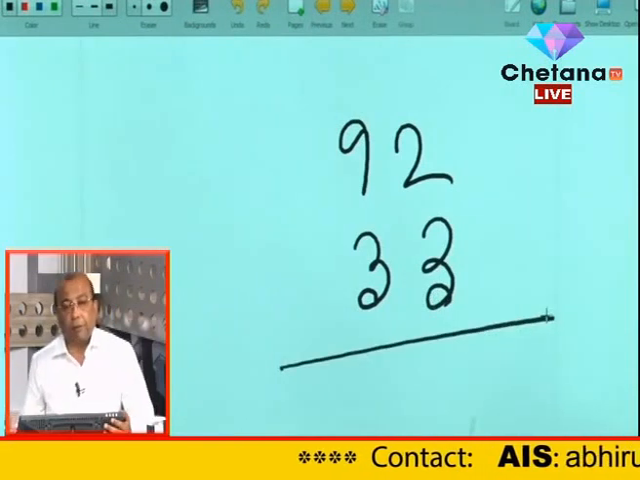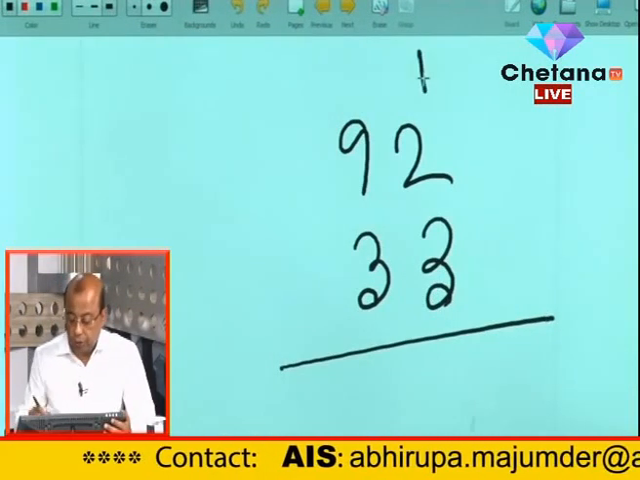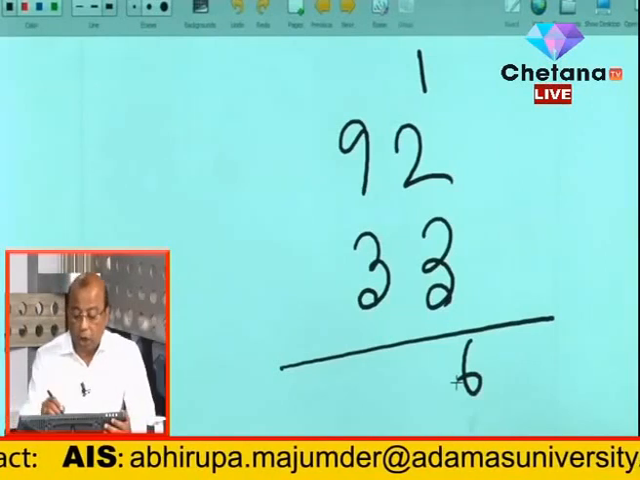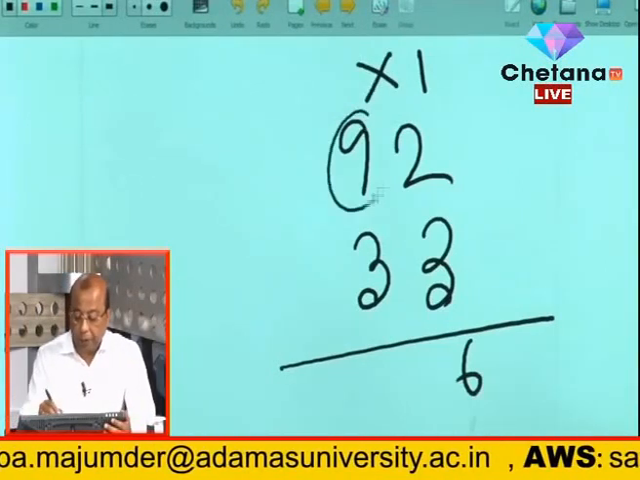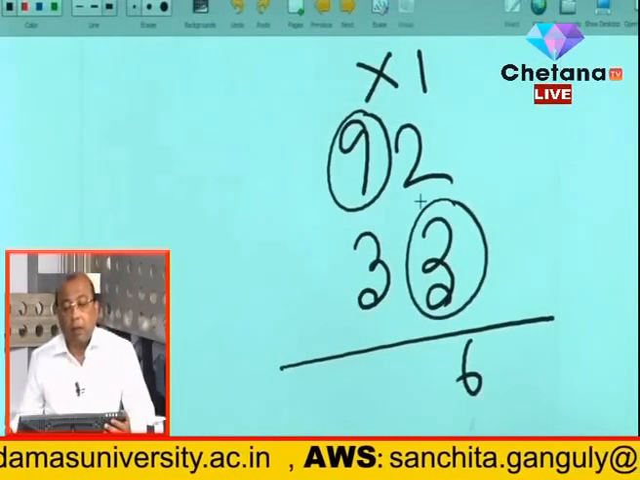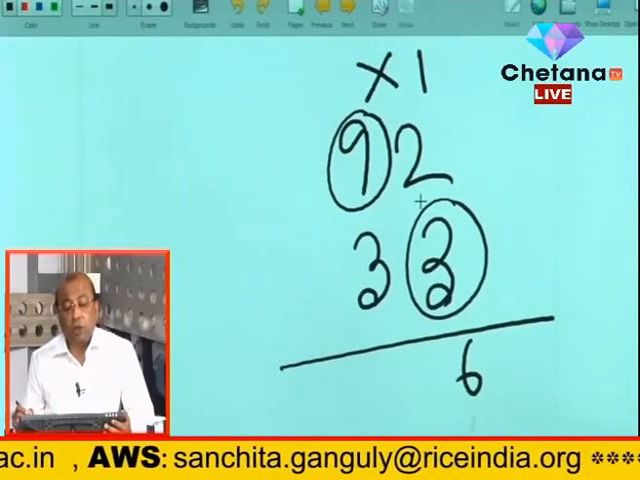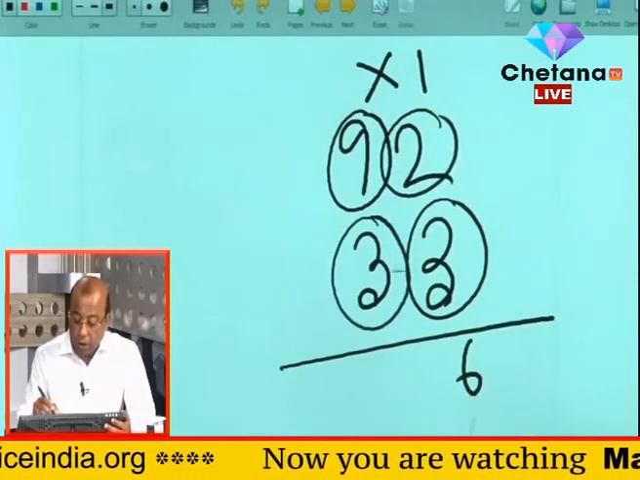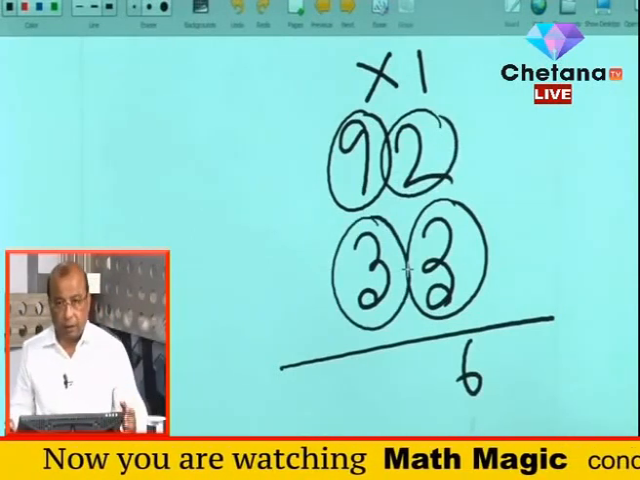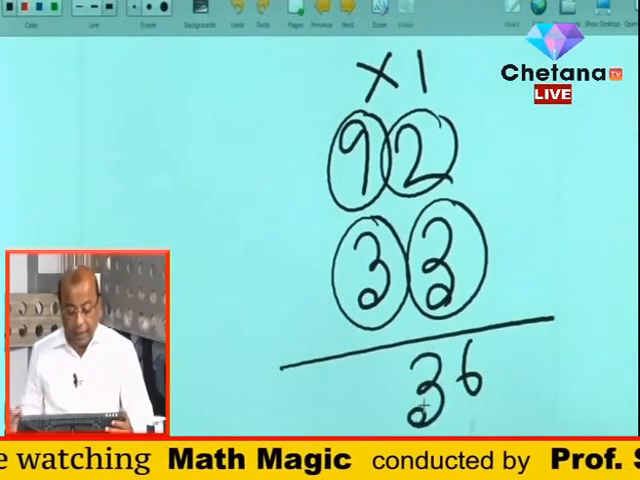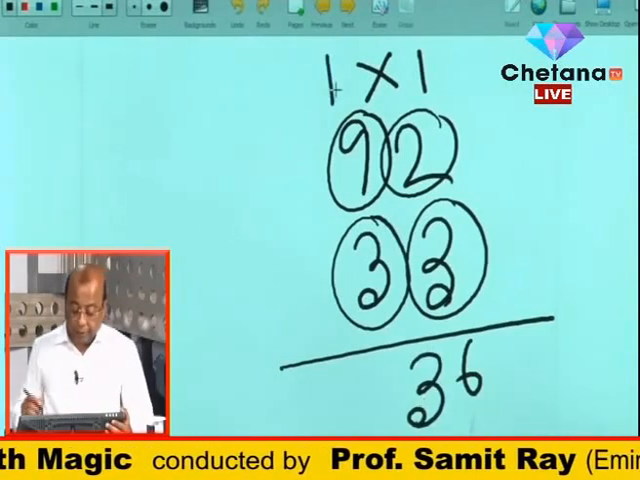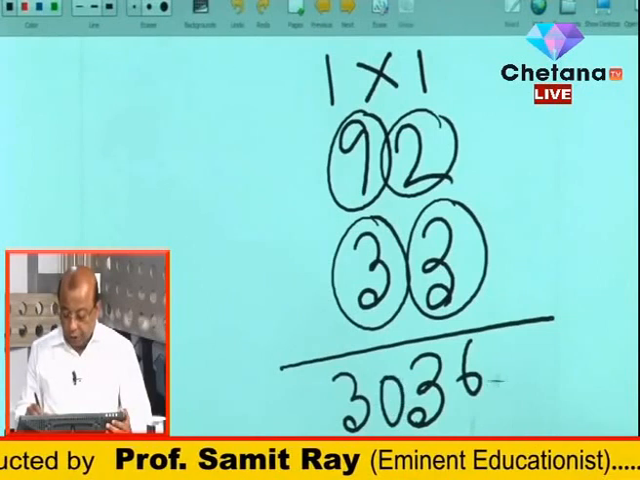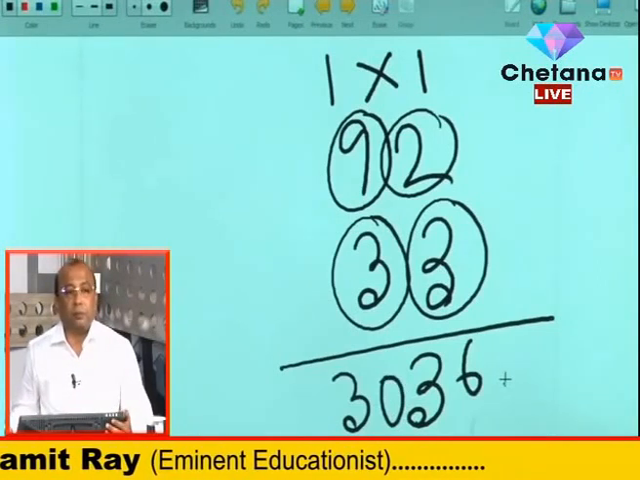We can take another example. 92 and 33. Straight. 3 into 2, 6. Next cross. Diagonally multiplication, we will multiply diagonally, 9 into 3, that is 27, and 3 into 2, 6. 27 plus 6, 33. 3 in hand. 9 into 3, 27 plus 3, 30. 3036. That is my answer.